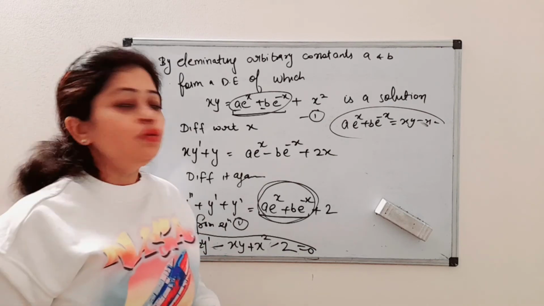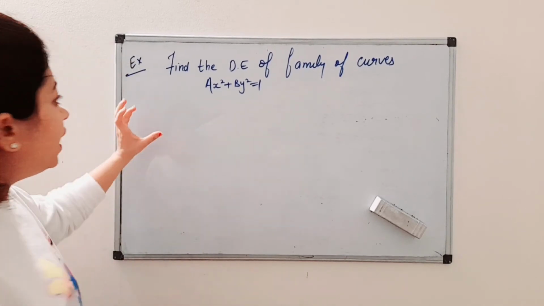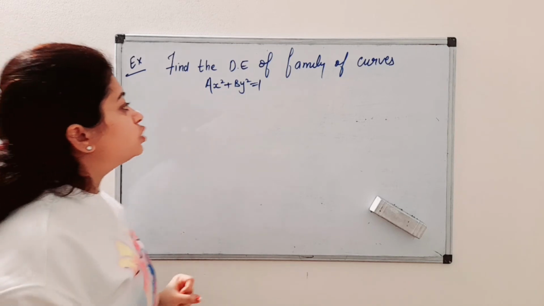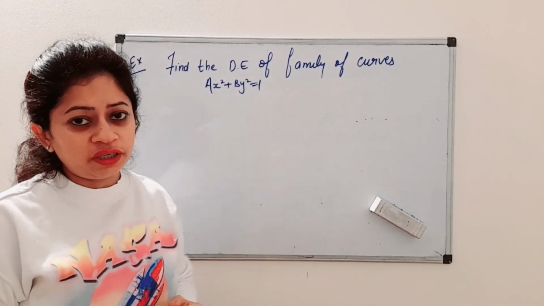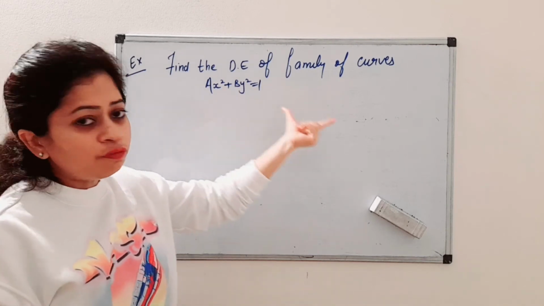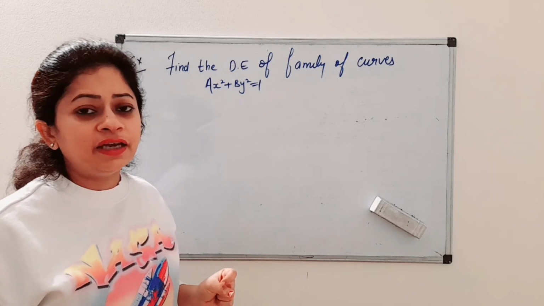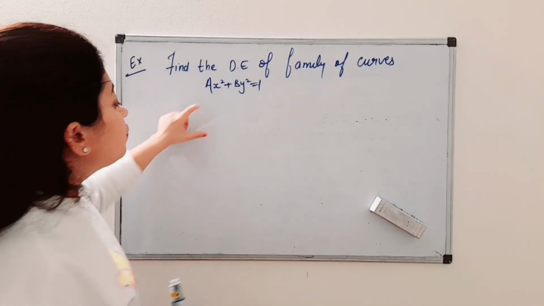So now come to one more example. In this question we have a family of curves, ax² + by² = 1, and we need to form the differential equation. Whenever we need to form the differential equation, I am repeating everything again and again so that you can make it clear and remember it.